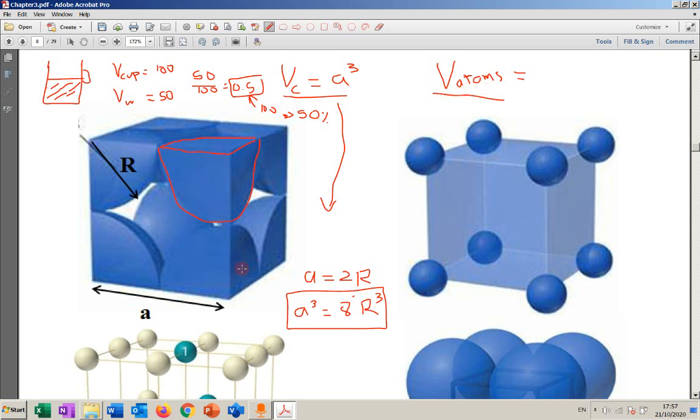Now we're going to calculate the volume of atoms. How many atoms do we have inside a simple cubic crystal structure? We calculated the number of atoms: 8 corners, each corner 1 over 8, so we have 1 atom. We have 1 atom multiplied by the volume of an atom. Since the atom is a sphere, we know the volume of a sphere is 4 over 3 pi r cubed.